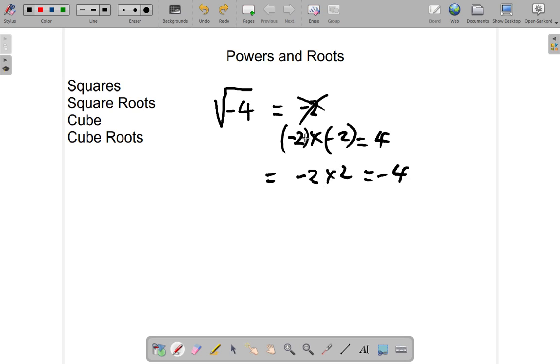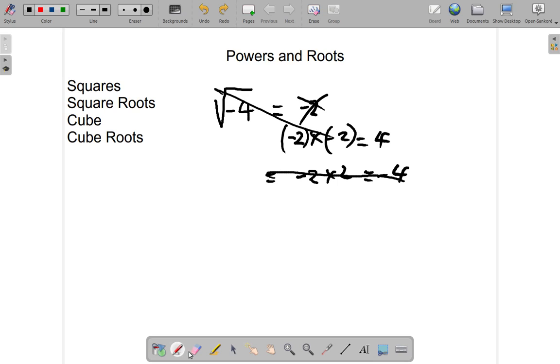So the square root of negative 4 again is not negative 2 and 2, because negative 2 and 2 are two different numbers. So the square root of negative 4 really does not exist. It's referred to as an imaginary number, not a real number. Okay, so you can't find the square root of negative 4. So forget that for now.